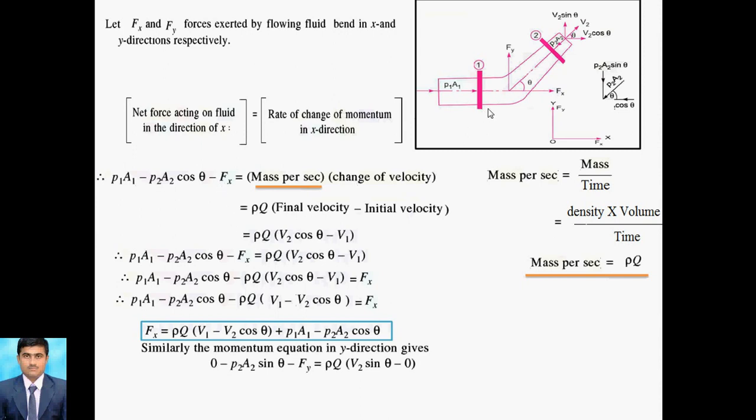Minus Fx is there, so here minus Fy. The bend is there, that's why I write minus. Here also minus, equal to mass per second times change of velocity. Mass per second means rho Q, and change of velocity means final velocity minus initial velocity. The final velocity for the vertical component is v2 sin theta, but the initial velocity is only horizontal, so the vertical component is 0. After solving this we get the value of Fy. So from those equations we get the values of Fx and Fy.